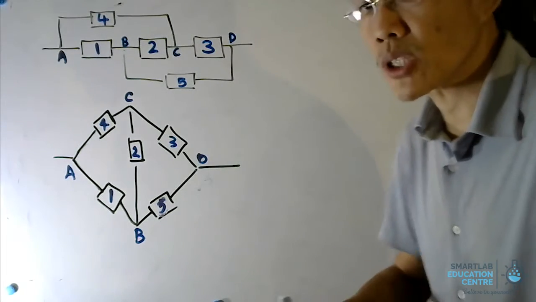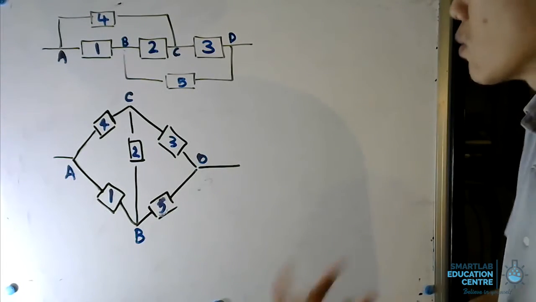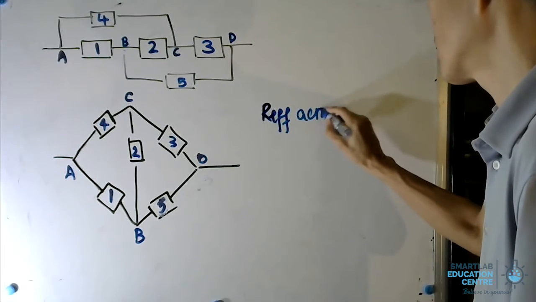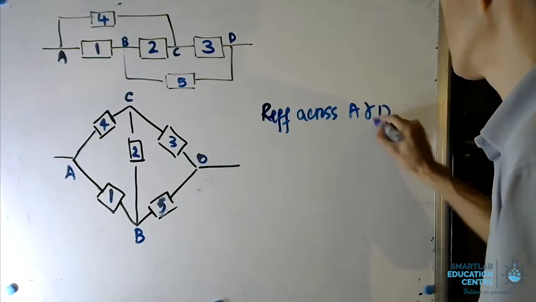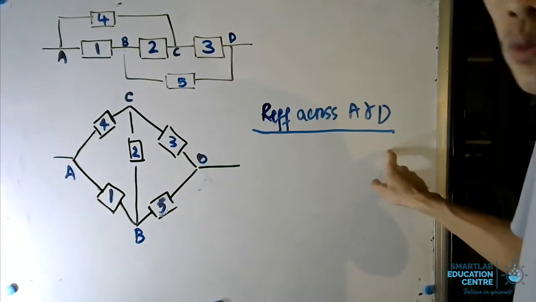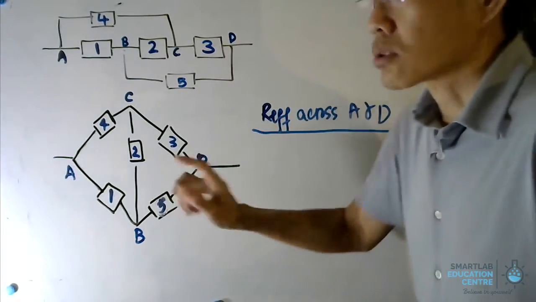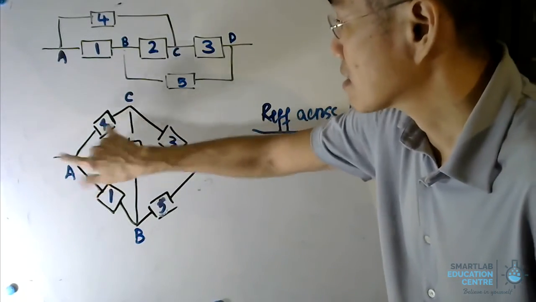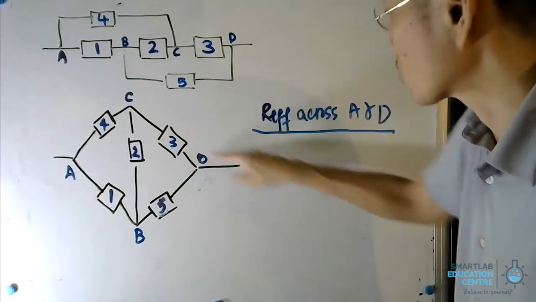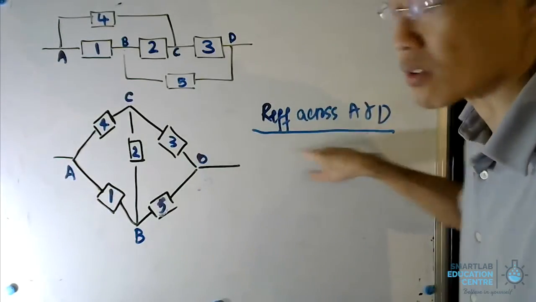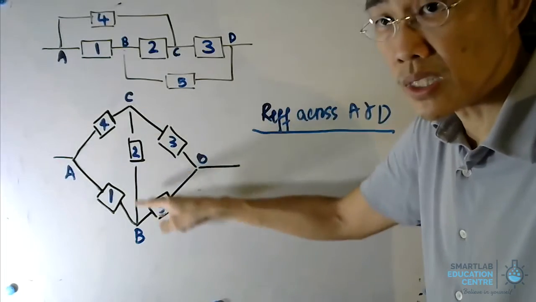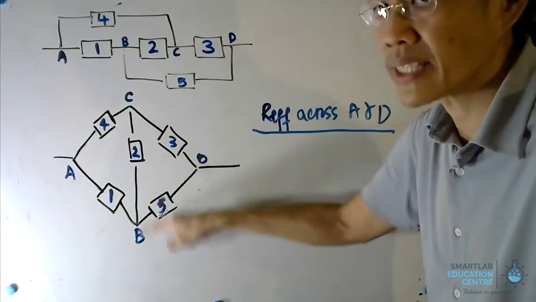In the exam, there are a couple of questions that could be asked. One question is that they want to know the R effective across A and D. This is the most asked question. If all the resistors are identical, the current will come in here and flow out here. Of course, this is the part where we'll be explaining why there's no current flow.